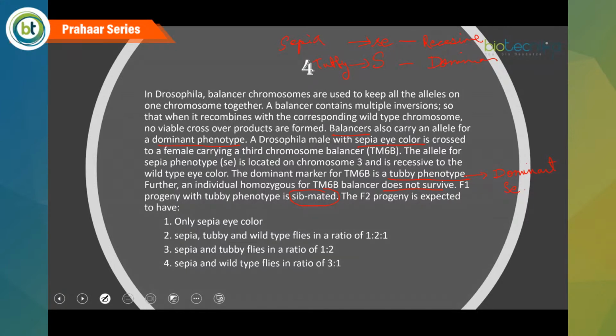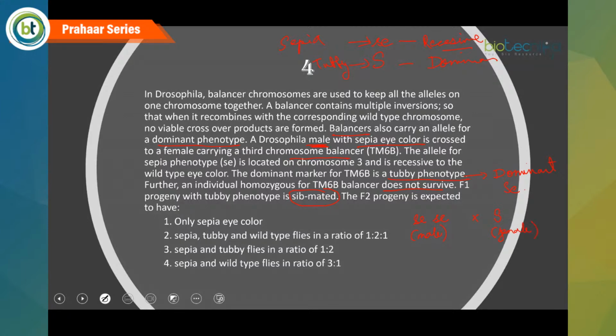Now, the Drosophila male was taken, having sepia eye color. Sepia is recessive. That means the male here is homozygous recessive, so it is SE, SE. Now, he is crossed with a female carrying the balancer chromosome, and on the balancer chromosome, the dominant allele is present, which forms the tubby phenotype. So this is crossed with the female who has the balancer chromosome, that is, it has the S allele. Now, one allele for sure is S.